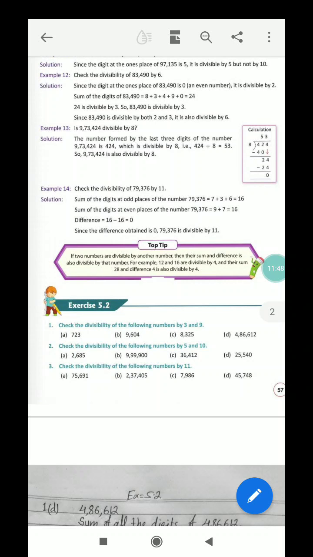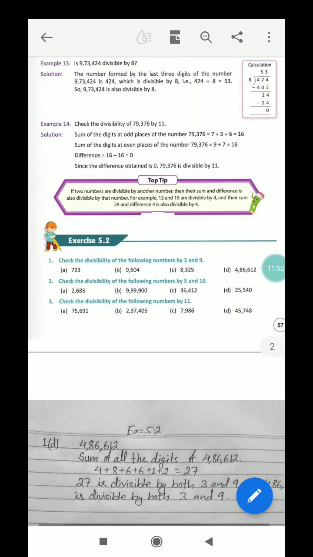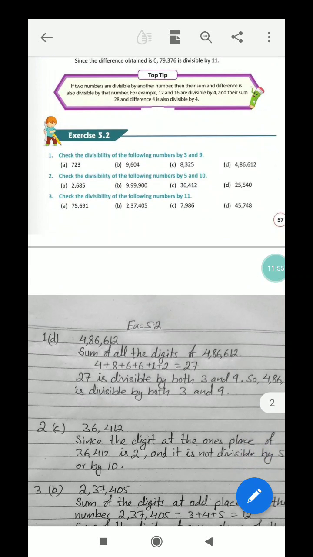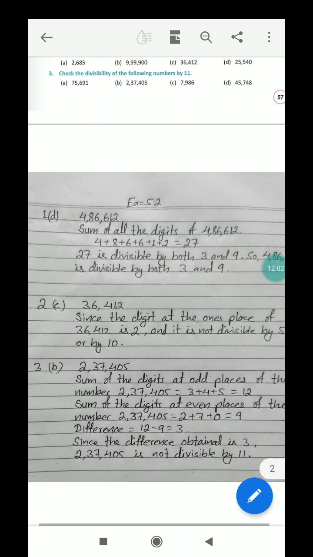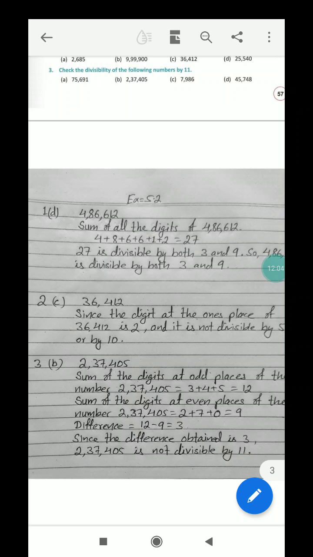I have done some of the examples, some of the sums for you. 1D. Here the question is: check the divisibility of the following numbers by 3 and 9. So what we have to do for 3 and 9? As we know, a number is divisible by 3 if the sum of its digits is divisible by 3, and a number is divisible by 9 if the sum of its digits is divisible by 9. So let us do the sum.